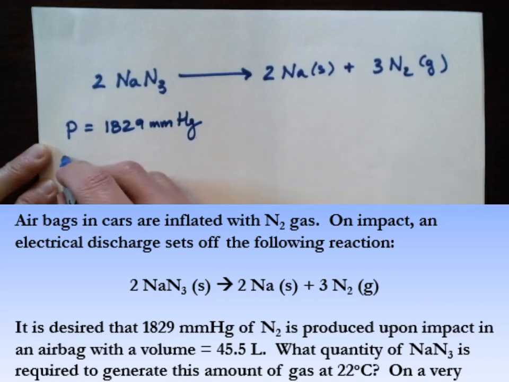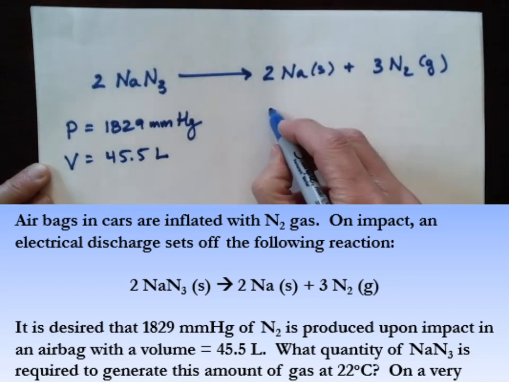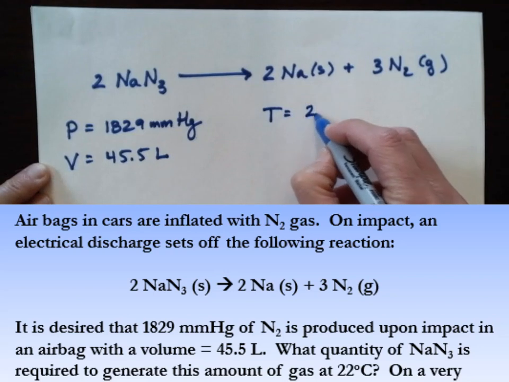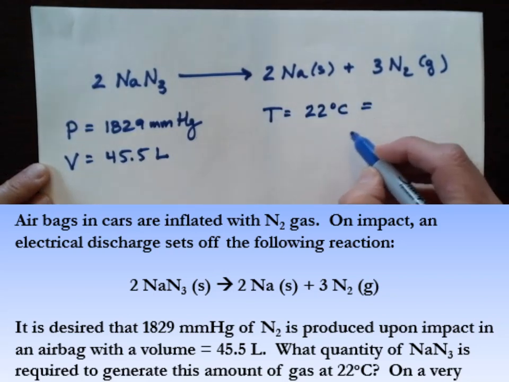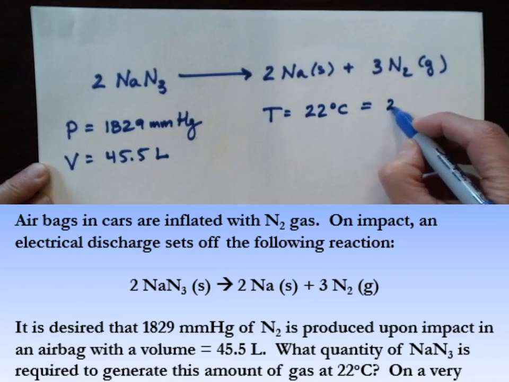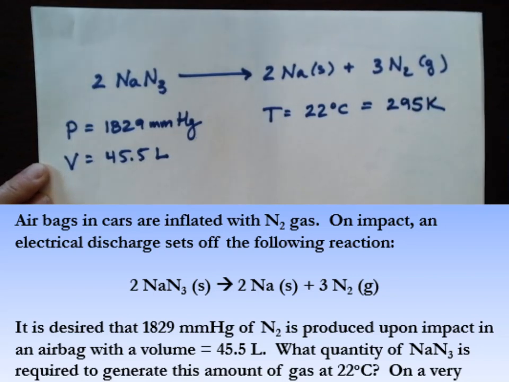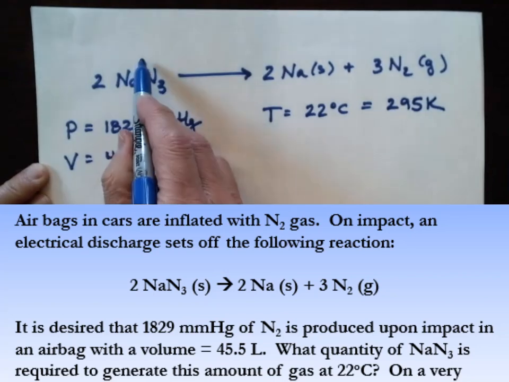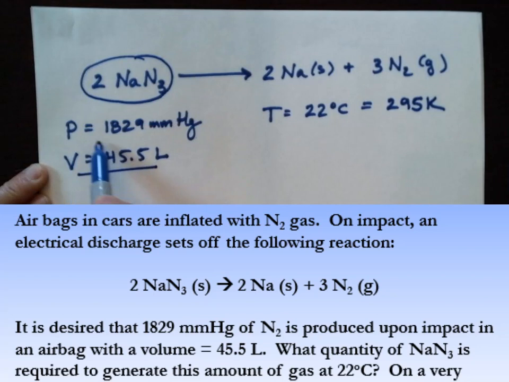The volume of the airbag is 45.5 liters, and the temperature we'll assume is 22 degrees Celsius, which I'm immediately just going to convert to kelvins. That's going to be 295 Kelvin. We want to know how much sodium azide we need to generate these conditions.